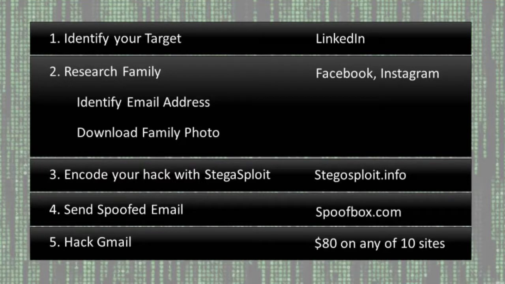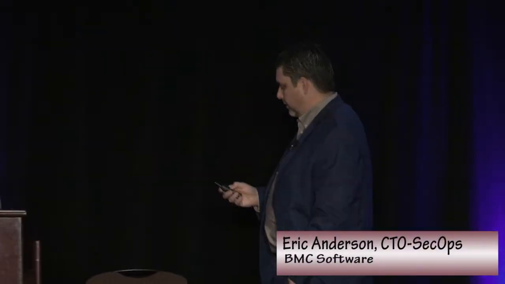But let's assume that you do have something that works in your organization and spoofing the email is not good enough. Well, that's fine. For $80 on any one of 10 dark websites, you can hack a Gmail account, right? Again, remember we talked about organized crime selling services? Well, there's a service right there. It costs $80 to hack Gmail. It's not hard to do. Send them $80 in Bitcoin, and within 24 hours, you get the password to a Gmail account.